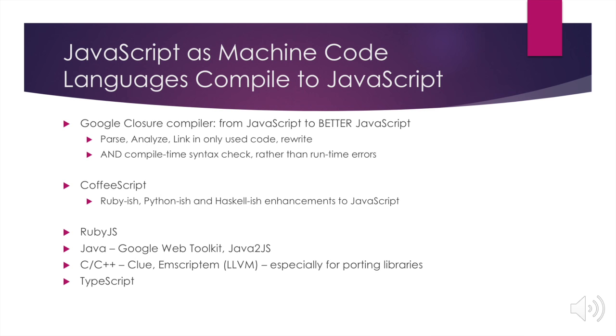Google Closure compiles JavaScript to better JavaScript. It parses, analyzes, and links in only the needed code and rewrites it. And it has compile time syntax checks rather than relying on runtime errors. CoffeeScript, Ruby.js, Java, C++ and TypeScript all have languages that compile to JavaScript. I've used C compiling using LLVM to port some libraries from C to JavaScript.